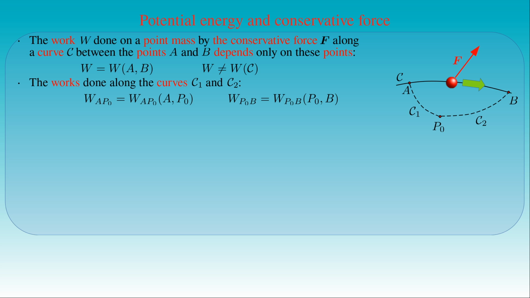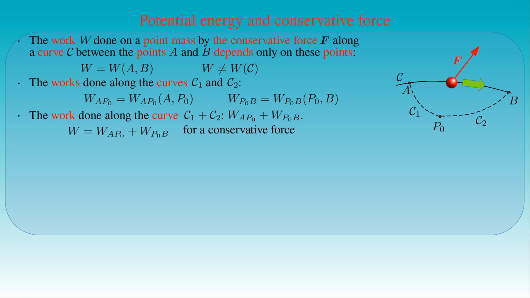We can consider the work done along the union of the curves C1 and C2 connecting the points A and B as well, which must be the sum of the individual works done along these curves. Then the sum of these works depends only on the points A and B, and it is equal to the work W done by the conservative force F along the curve C between the points A and B. Here the point P0 is an arbitrary point.